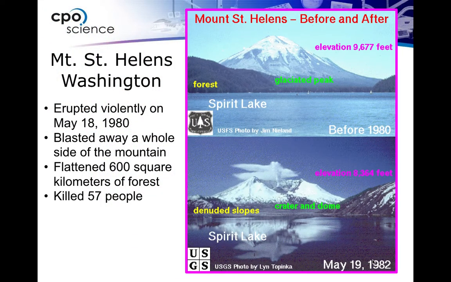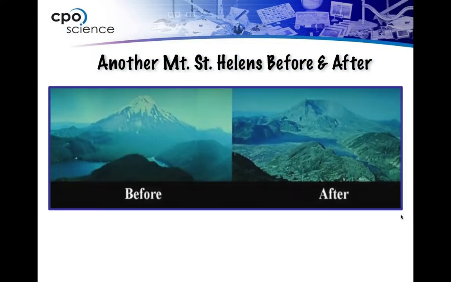Another famous volcano, which I mentioned earlier, a composite volcano, is Mount St. Helens in Washington. It erupted violently on May 18th of 1980. It blasted away a whole side of the mountain, as you can see in the picture here, and flattened 600 square kilometers of forest. It killed 57 people, and you can quite drastically see the difference between Mount St. Helens before and after. Before, its elevation was 9,677 feet, and after it exploded on May 18th, it was only 8,364 feet.